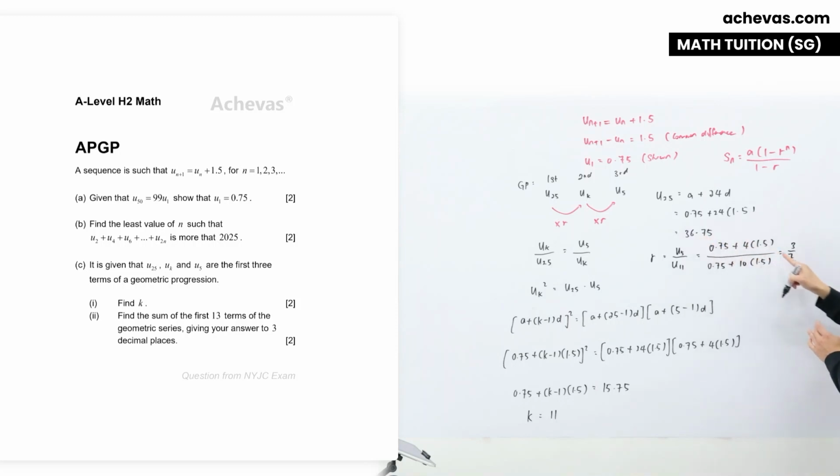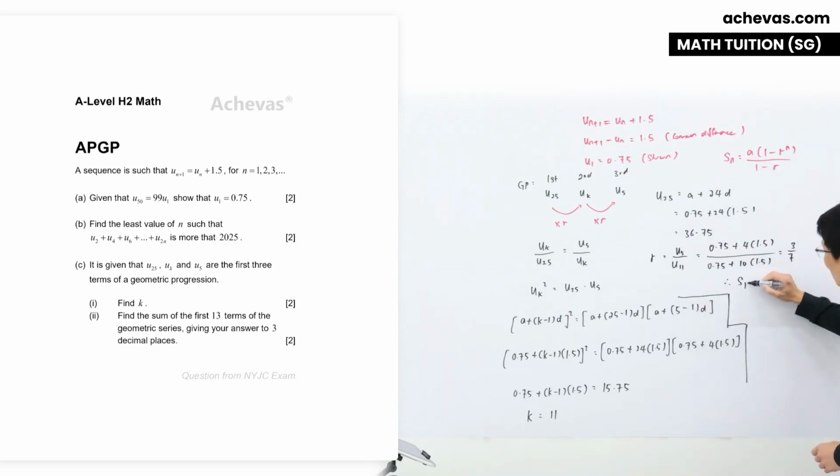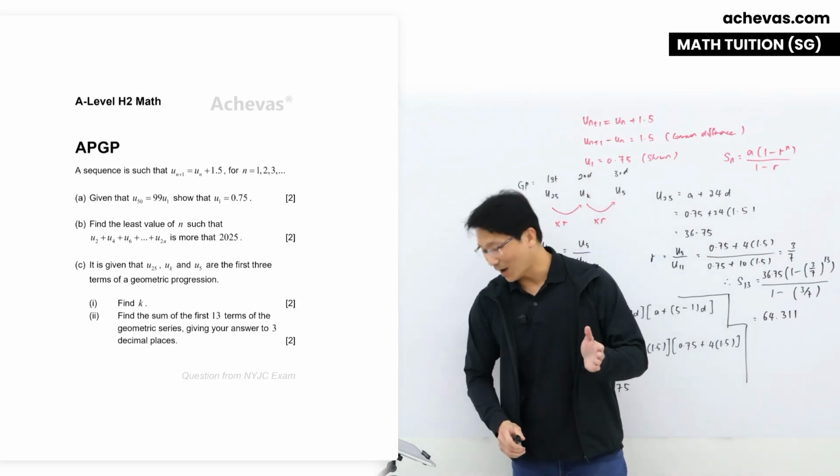So this is the first term, this is the common ratio. I'm going to put these values into this expression here. Therefore, S13 is equal to first term 36.75 times 1 minus 3 over 7 to the power of 13 over 1 minus 3 over 7. And pressing this into the calculator, it is 64.311. So therefore, this will be the final answer required for C part 2 of this question.